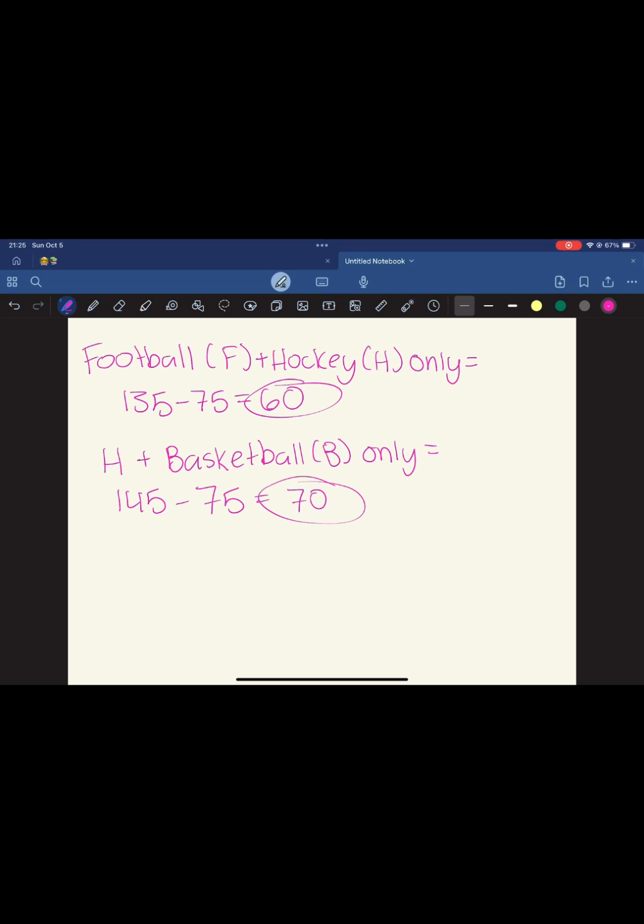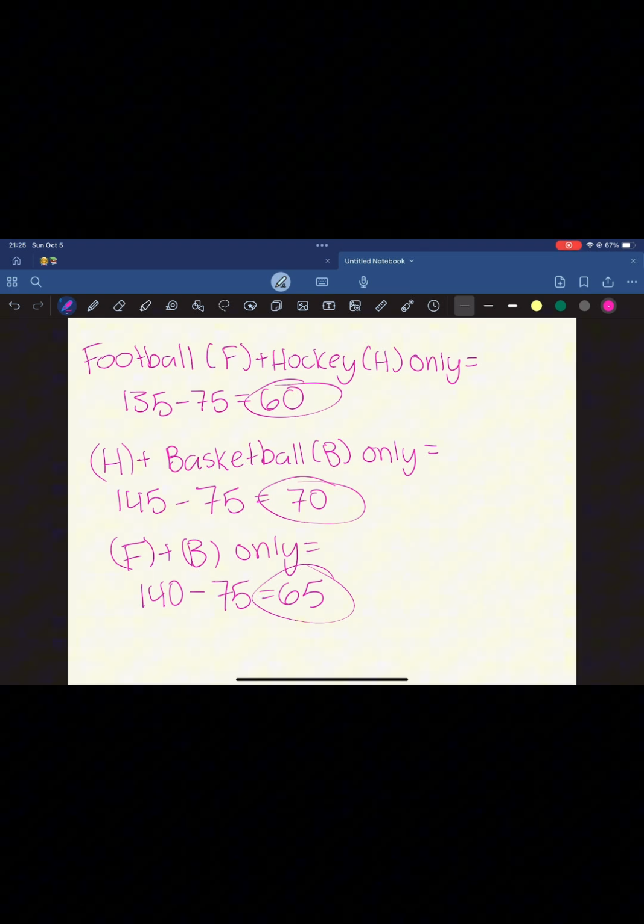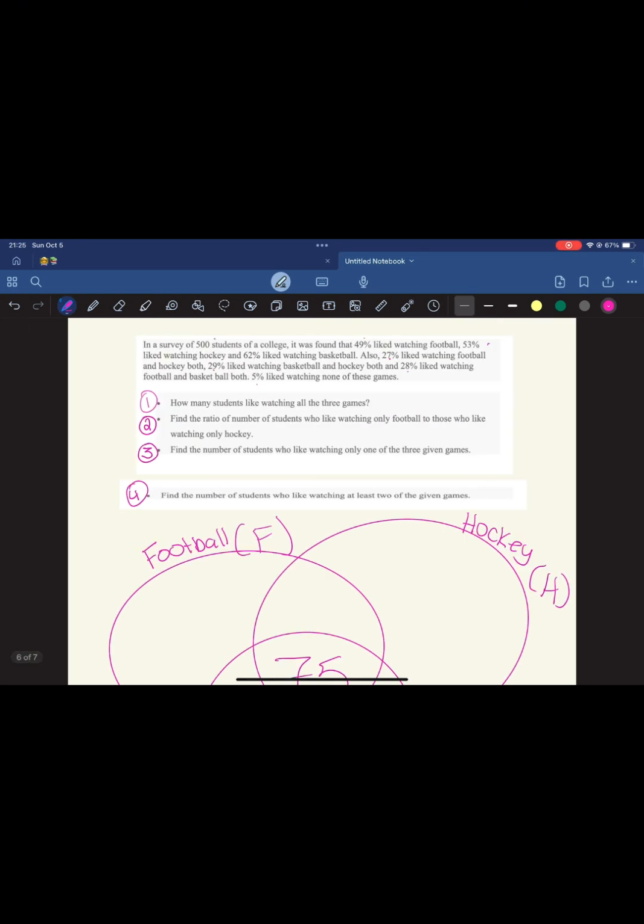And then we are going to go to football, which is going to be F, of course, plus our basketball, and this will be them only. So that is going to be 140 minus that 75, which is going to equal 65. So now that we have these three numbers, we can put these in our Venn diagram to make it a little bit easier for ourselves to keep up with what we're doing here.